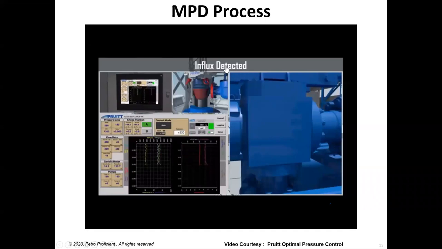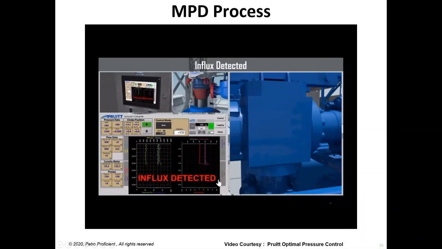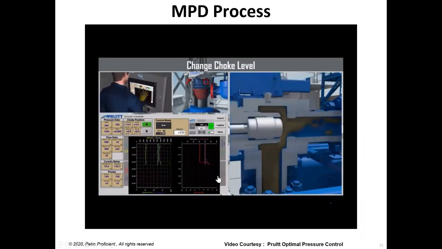So here an event has been detected, an influx has been detected by the system. And here you can see the trend line going up because of the influx. Now, here you have an MPD engineer or a choke operator, one of them. You can see here the pressure is going up here in this block.